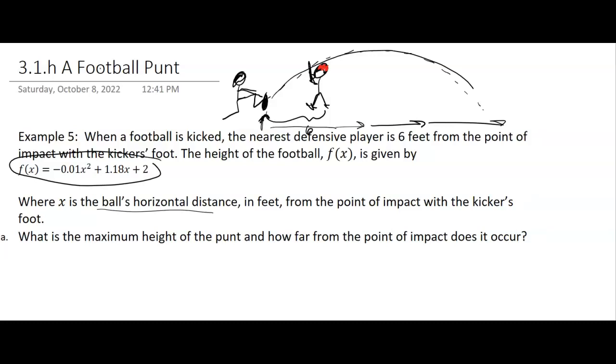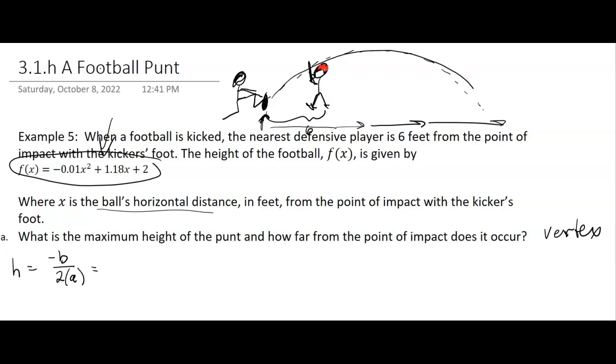What's the maximum height of the punt? And how far from the point of impact does it occur? So in other words, what's the vertex? You've got the formula. It's a quadratic formula. By the way, it's upside down. It's a parabola, so it's going to have a maximum height, and that's what we're trying to figure out. So what would we do? Well, we would say h is equal to the opposite of b over 2a.